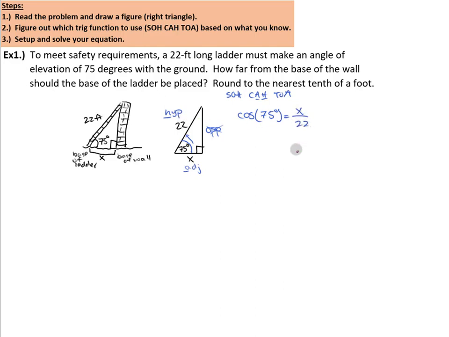which is 22. Okay, so then what we would do with these problems is we place this over 1, and we're going to cross multiply. We're going to change it to a proportion problem. So we do x times 1, which is just x, equals 22 times the cosine of 75 degrees. And this is what we need to plug into the calculator to find our length of x, and we need to round it to the nearest tenth of a foot, so 1 decimal place out.